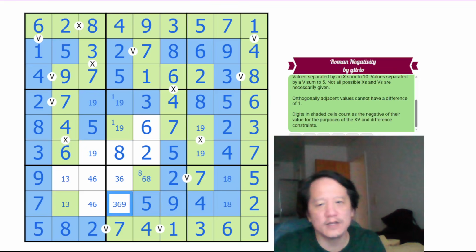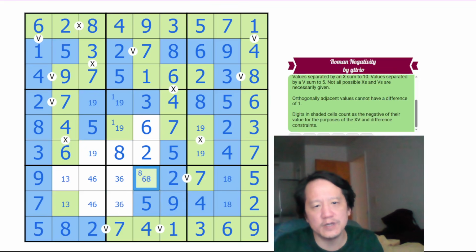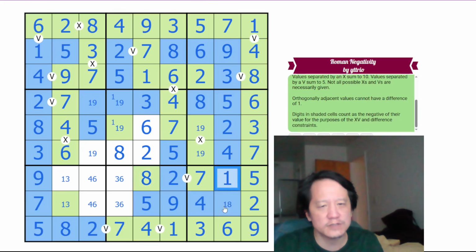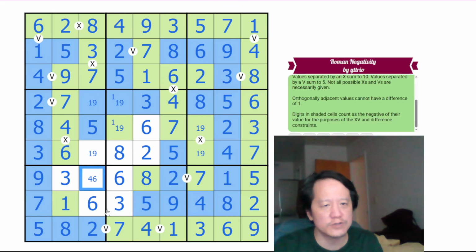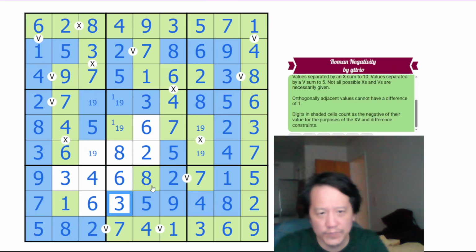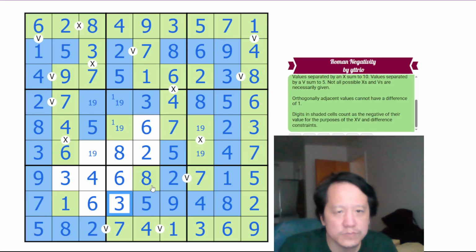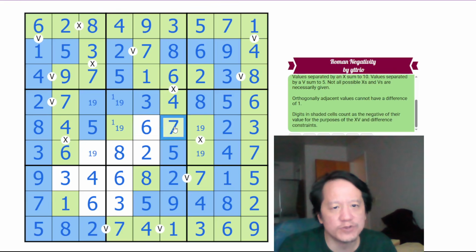Negative 5, 9 can't be 9 here. This must be 8. Which makes this 1, which makes that 8. 1 eliminates 1 here, so it's 3 and 1 there. 3 eliminates 3 here, so it's 6 and 3 there. 4 eliminates 4 here, so it's 6 and 4. 7 cannot be, it would be consecutive with 6, so this must be negative 6, so this is blue.